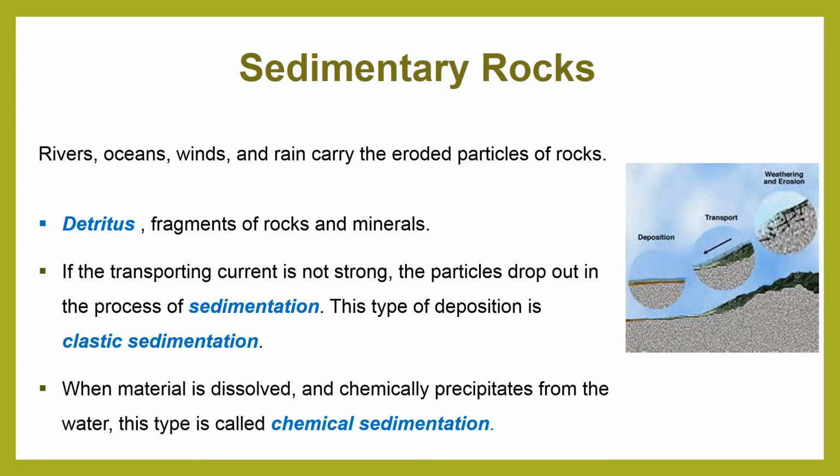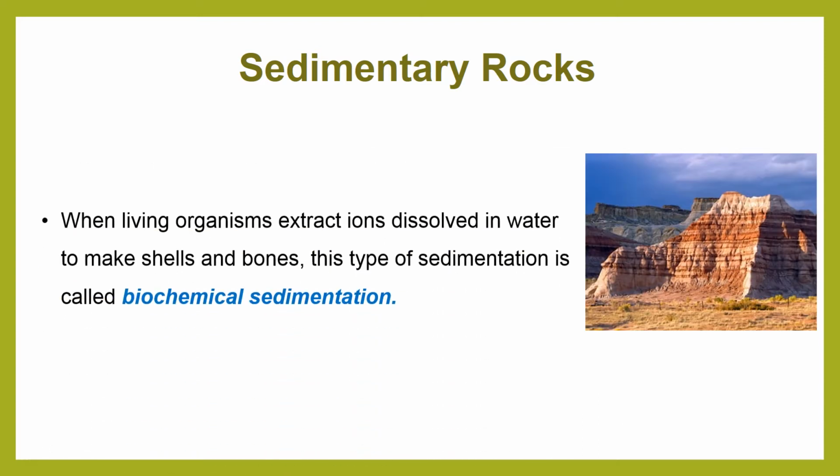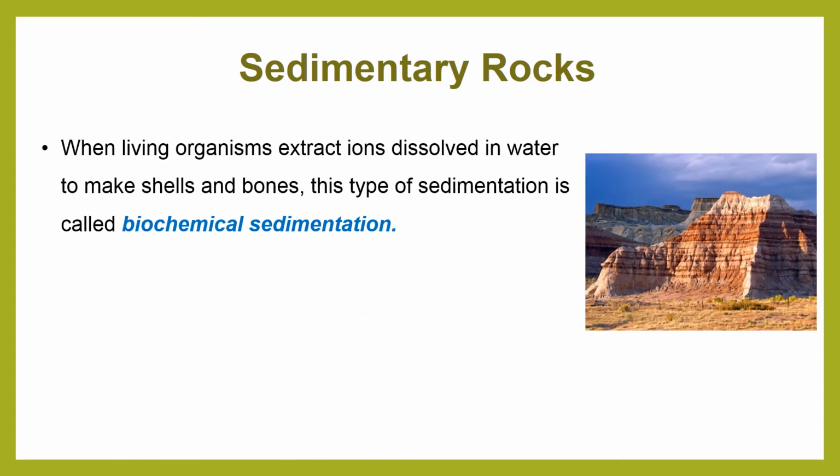When this material is dissolved, or those particles are dissolved and chemically precipitate from the water, we call this type chemical sedimentation or chemical sedimentary rocks. And if we have living organisms that extract ions dissolved in water to create their shells and bones, this type of sedimentation we call biochemical sedimentation or biochemical clastic sedimentary rocks, because here we have action of biology of organisms.